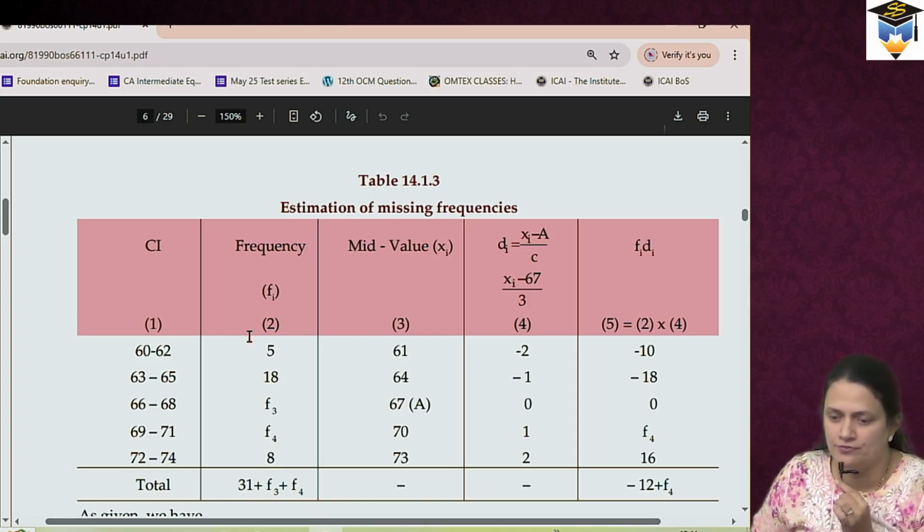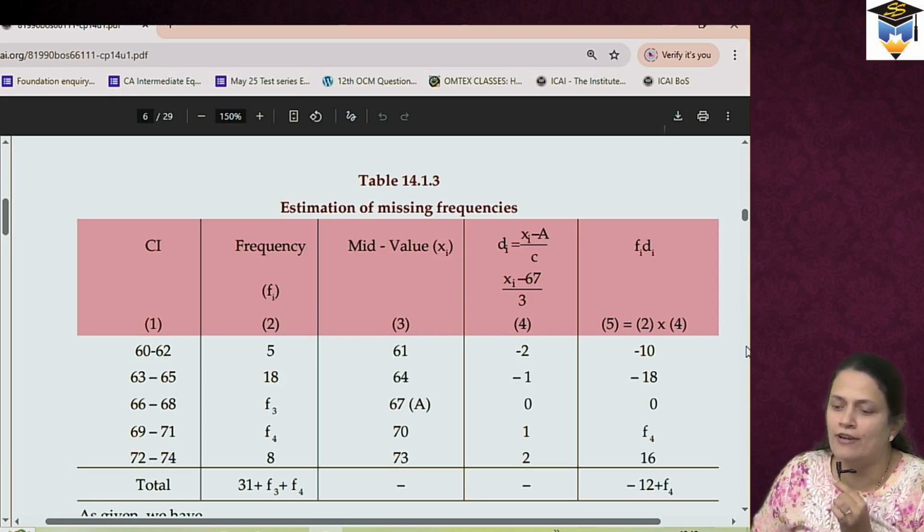Mid value is found out. Mid value between the class intervals 61, 64, 67, 70 and 73. As I have told you, for odd number of observations, you have to take the mid value as the assumed mean. DI is calculated as Xi minus A upon C. Tell me what is the class length over here? 3. So Xi minus A. What is Xi? Xi in this case is 61. 61 minus 67 is how much? Minus 6 divided by 3. Minus 2. So DI is calculated as minus 2.